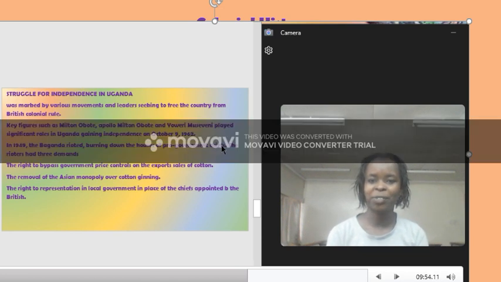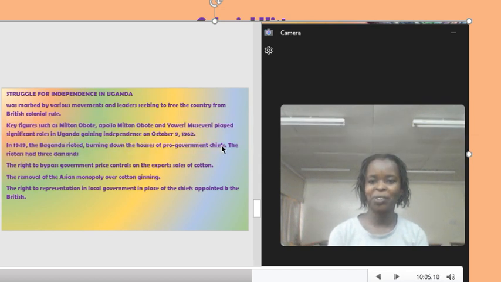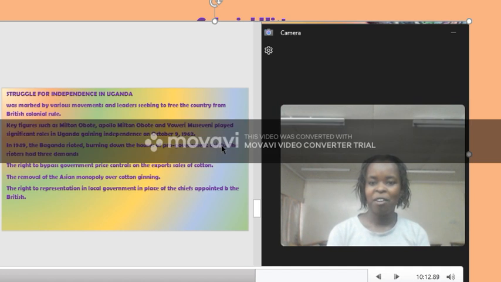The riots had three demands. Demand number one, the right to the export sales of cotton. Number two, the removal of Asian monopoly over cotton ginning. Number three, the right to representation in local government in place of the chiefs appointed by the British.